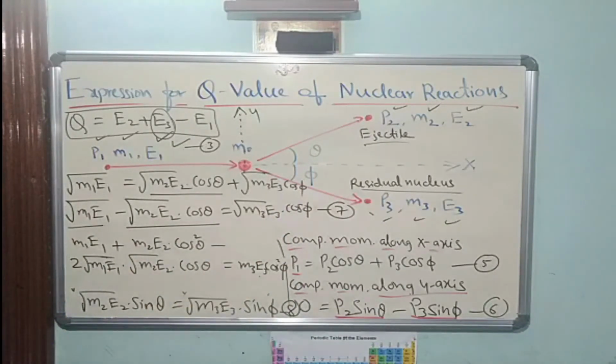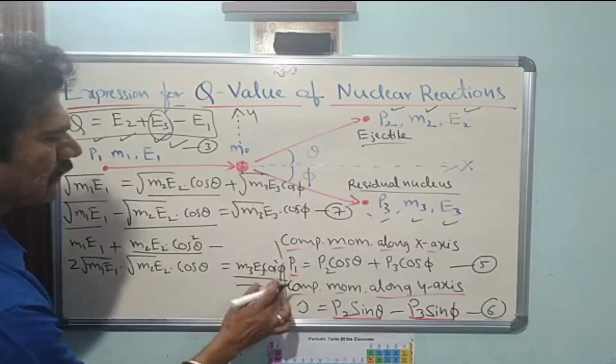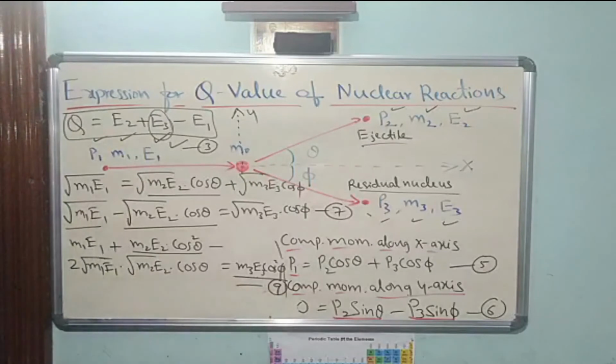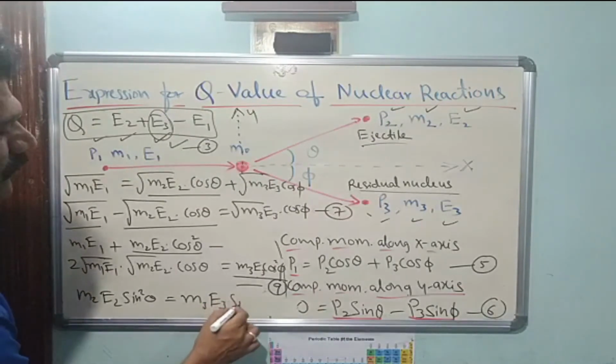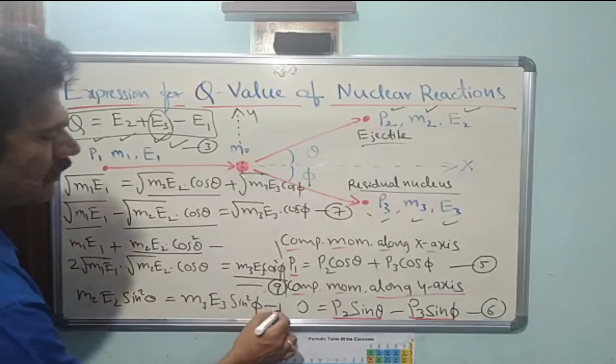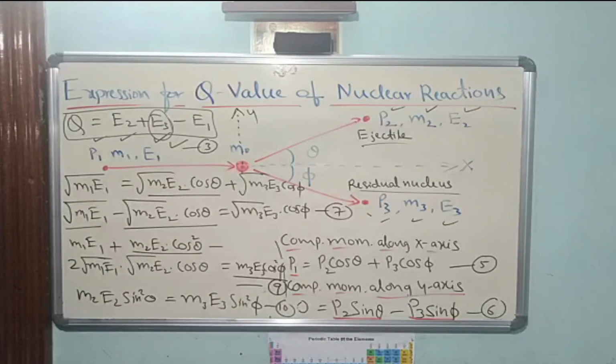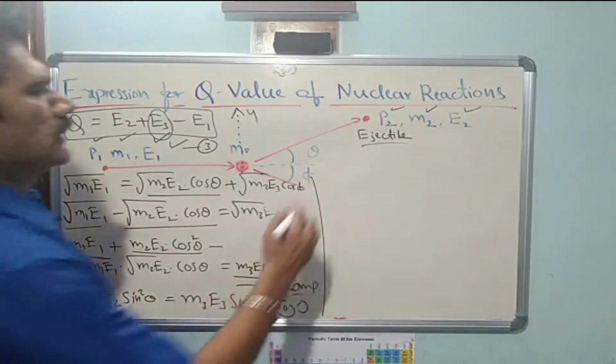Okay, then what is the further simplification? Now this is equation 9. Now similarly, squaring on both sides for equation 8. Equation 8 will give you m2 E2 sin square theta is equal to m3 E3 sin square phi. Okay, so this is equation 10. So these two equations are obtained by squaring on both sides. So next you have to add the equations 9 and 10.